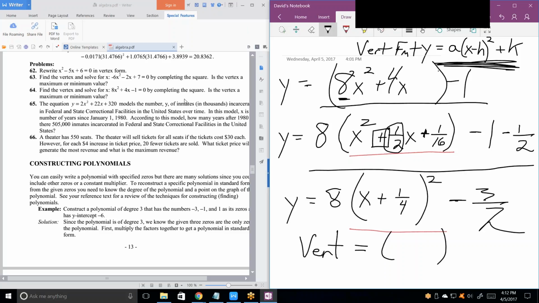Notice the standard is x minus h. H is the, so -1/4. Exactly. In other words, h is a -1/4. That's how it got to be x plus 1/4 here. And k is a -3/2. So that's the vertex. Now the question is, is that a maximum or minimum?